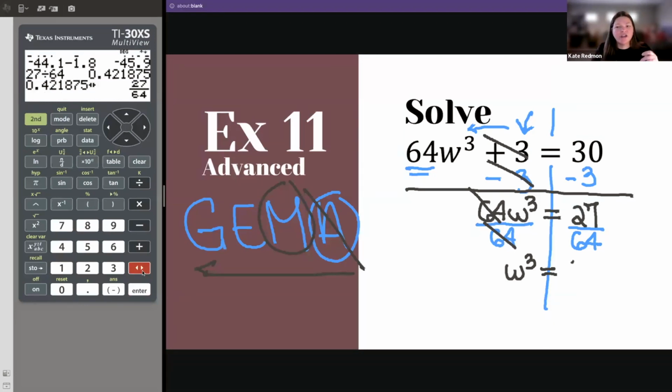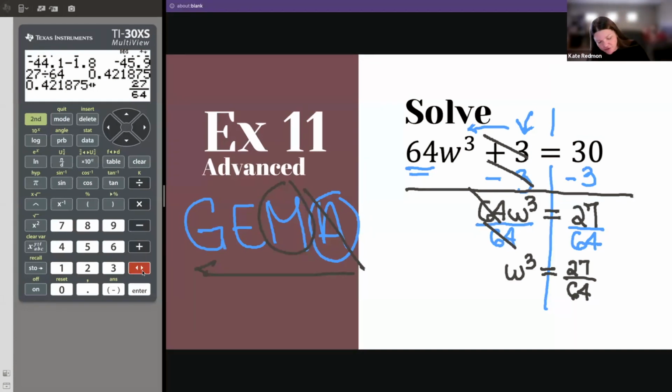So I hit quick convert and I can see that that's just 27 over 64. And there's a real reason that I like to do fractions, because the next step is actually easier with fractions than it is with decimals. And the reason why I wanted to do this: w is not alone right now. W is being cubed. In order to get rid of a cube, I have to do the opposite of cube.